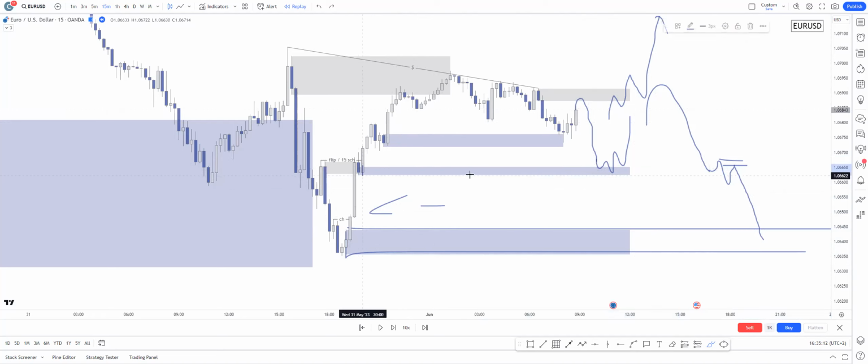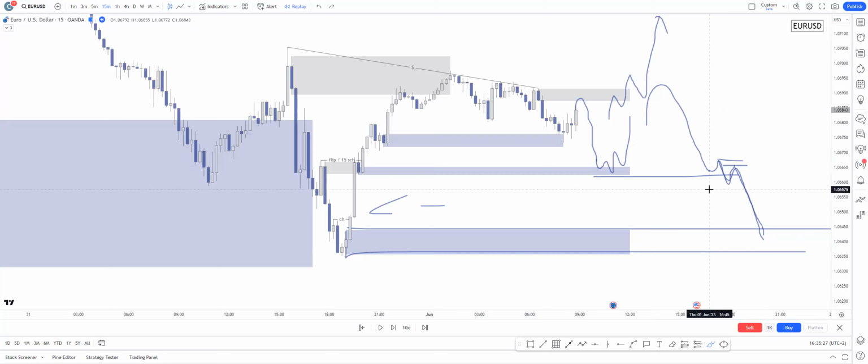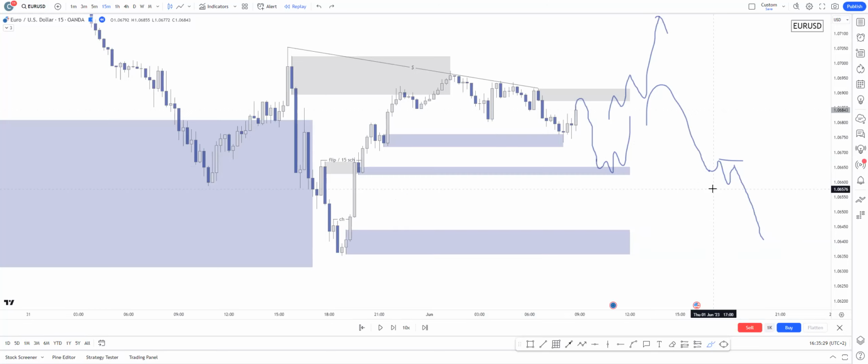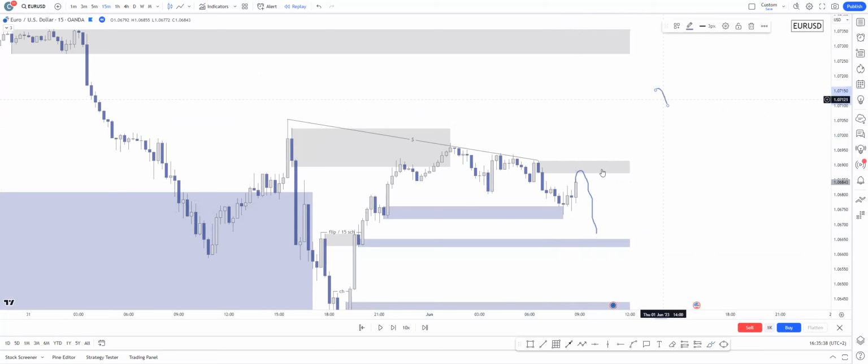So if this 5-minute demand gets flipped, then we can take shorts down to this extreme demand area, because there is really nice inefficiency which probably will be filled up if this 5-minute demand won't be able to hold the price. So technically these are the plans for the session, and we will look for these scenarios to play out. And yeah, let's see what happens.